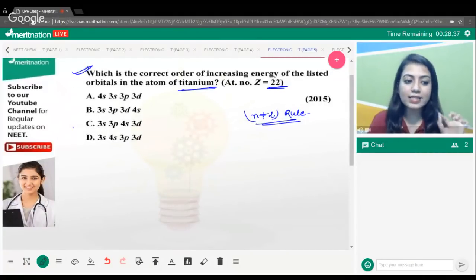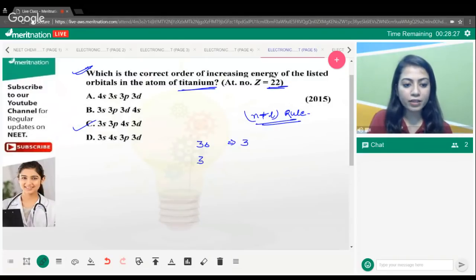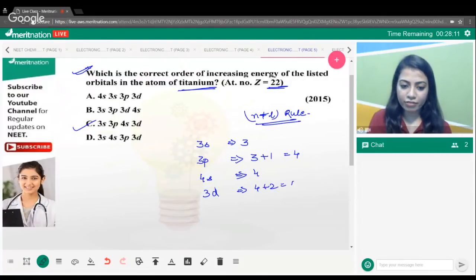So you can clearly see over here, the answer is C, as all of you have mentioned. Why? Let's see that. For 3s, what is the value of N plus L? 3. For 3p, the value of N plus L will be 3 plus 1, that is 4. For 4s, the value of N plus L will be 4 plus 0, that is 4 itself. And for 3d, the value will be 3 plus 2, that is 5.